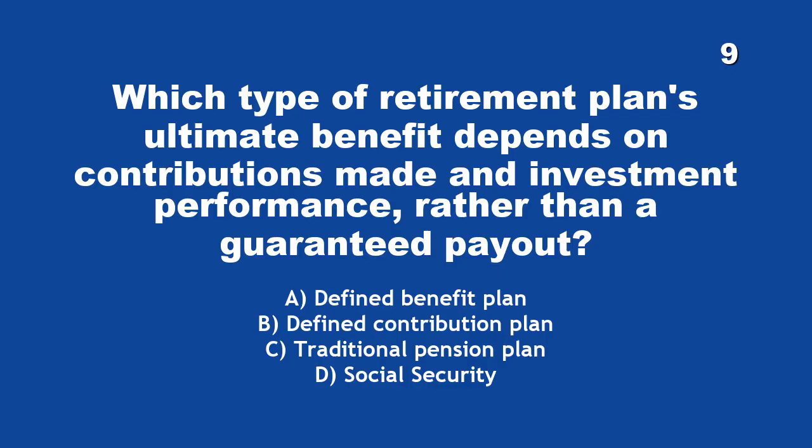Which type of retirement plan's ultimate benefit depends on contributions made and investment performance, rather than a guaranteed payout? Option A, defined benefit plan. Option B, defined contribution plan. Option C, traditional pension plan. Option D, Social Security. The correct answer is B, defined contribution plan.